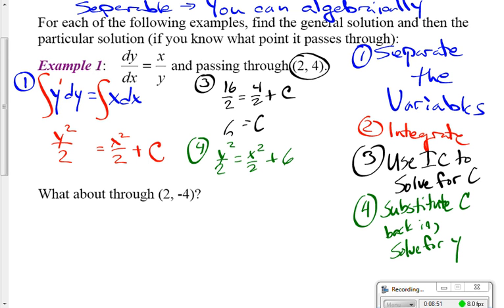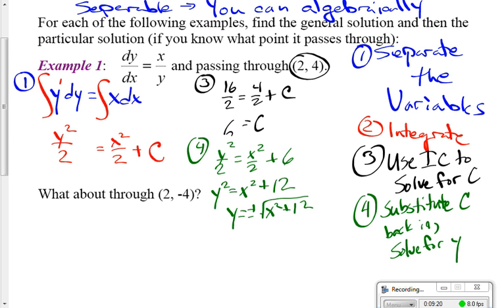Solving for y, what should we do? Multiply by 2. That gives me y squared equals x squared plus 12. Now what? Square root. And I get y equals what? Technically, it's the absolute value of y. We many times just jump to this: plus or minus the square root of x squared plus 12.